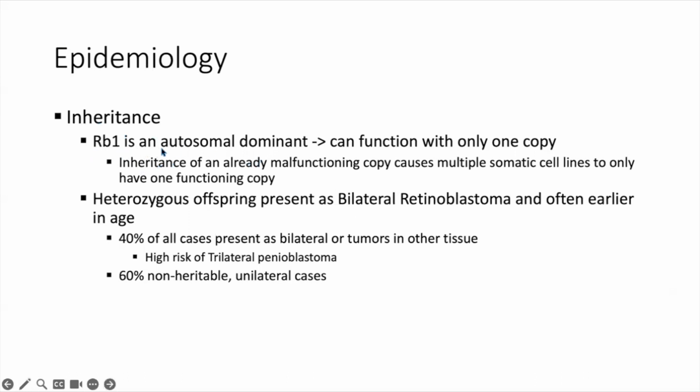These heterozygous offspring often present as bilateral retinoblastomas and often earlier in age as well. 40% of cases present this way and also contain tumors in other tissues as well, while 60% are non-inherited cases of retinoblastomas.